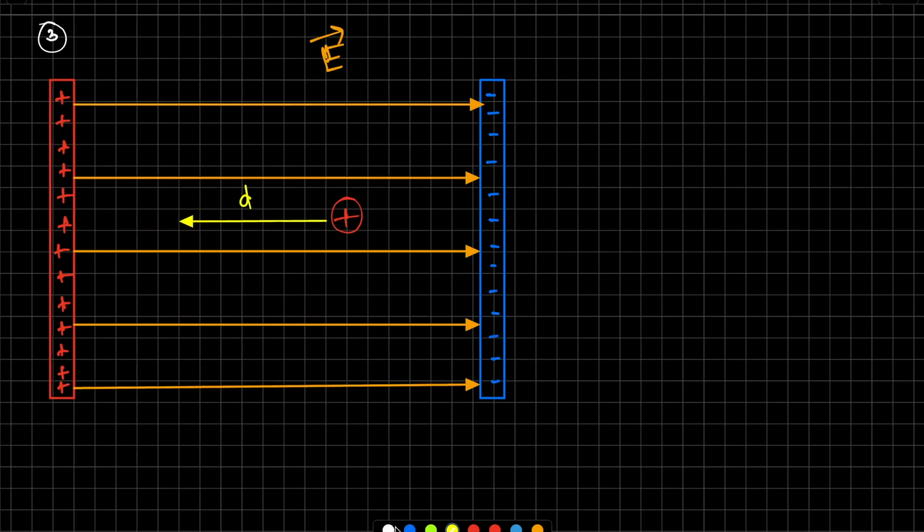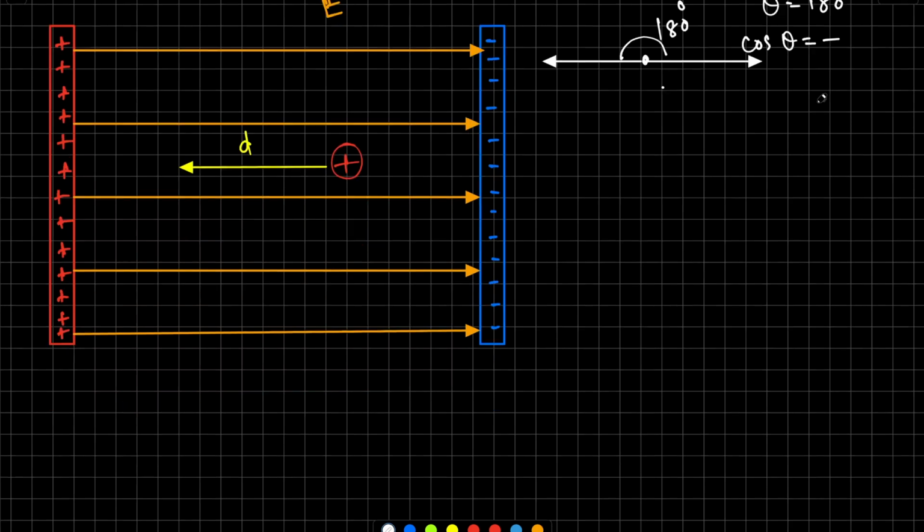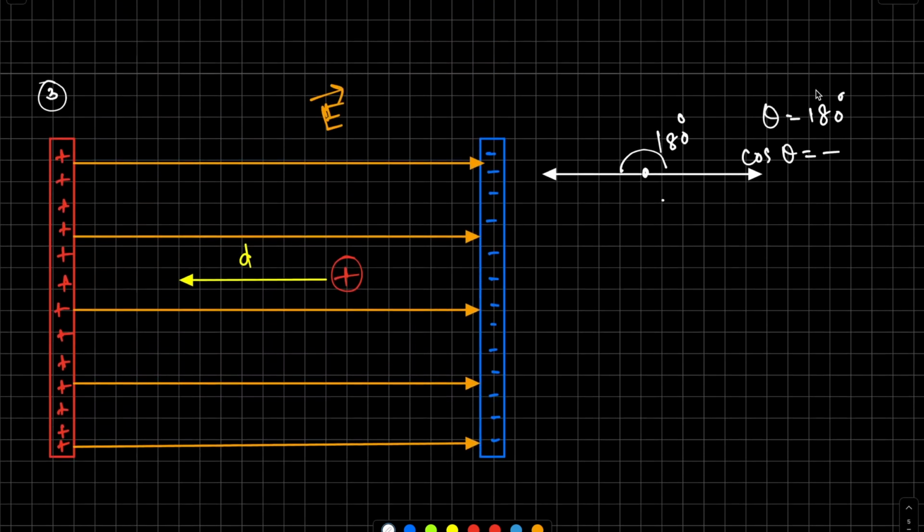Okay, so the electric field is towards the right, and displacement is towards the left. What's the angle between these two vectors? What's this angle? This angle is 180 degrees. So theta equals 180 degrees. Cos 180, sorry, cos 180 equals minus 1.